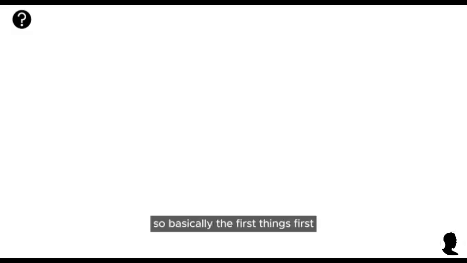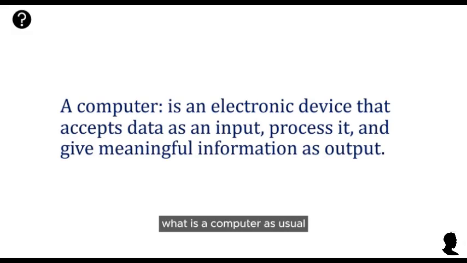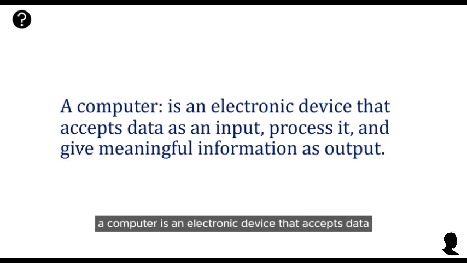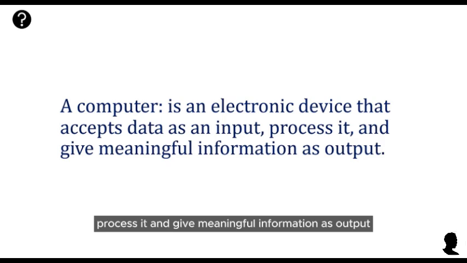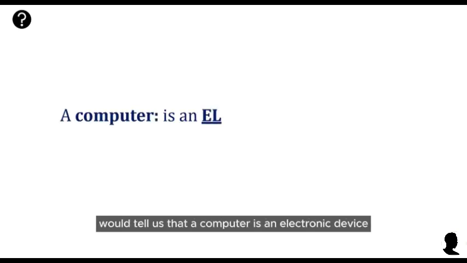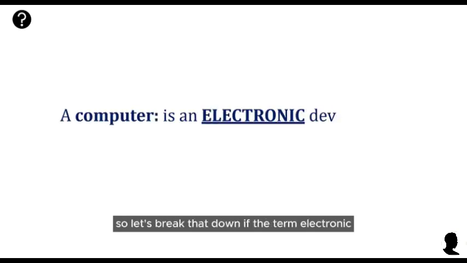So basically, first things first, what is a computer? As usual, a computer is an electronic device that accepts data as input, processes it, and gives meaningful information as output. But a further dive into the meaning of this definition would tell us that a computer is an electronic device. So let's break that down.